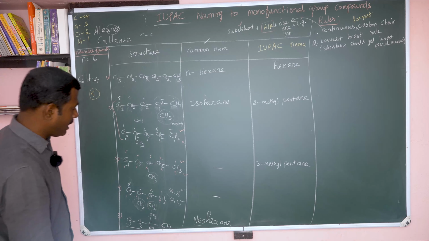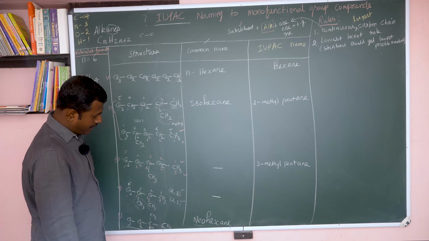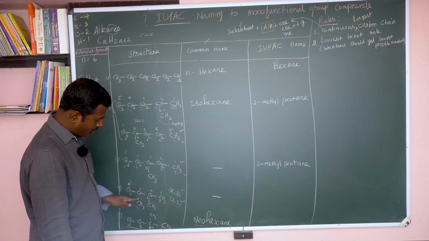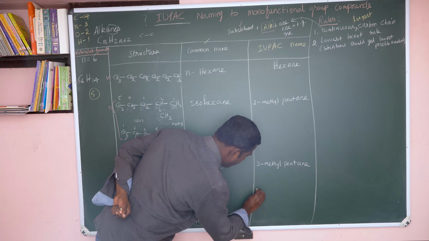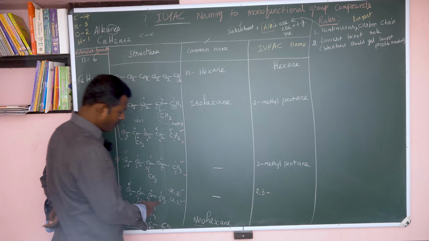So we can give the names. First you have to write the substituent names. There are 2 substituents: 2-methyl as well as 3-methyl. So here how should we write? 2, 3. There are 2 methyl groups.